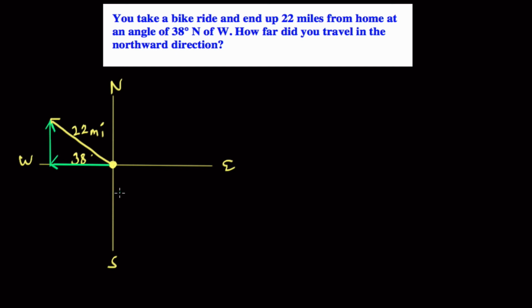So I could have asked you, how far did you travel westward? And then you would have to find that base of this triangle here, but I didn't. I asked you how far did you travel northward. So you're going to find the magnitude of that component that I labeled y. So this is a trig problem. You're given one side of a triangle and one of the angles, and you're asked to find the other. This is a right angle right here.